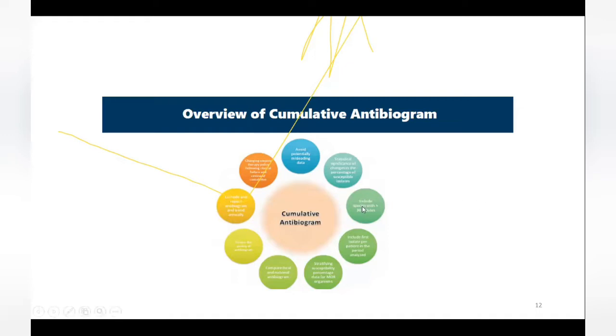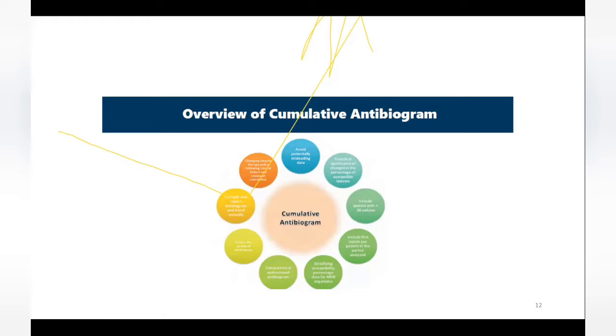Then the antibiogram should include species with more than 30 isolates, as said before. Include the first isolate of the patients, not the duplicate isolates or subsequently isolated isolates, and then certify the percentage for the multi-drug resistant pathogen organisms. So focus should be there on the multi-drug resistant pathogens like Pseudomonas, Acinetobacter, or MRSA and others while preparing the antibiogram.